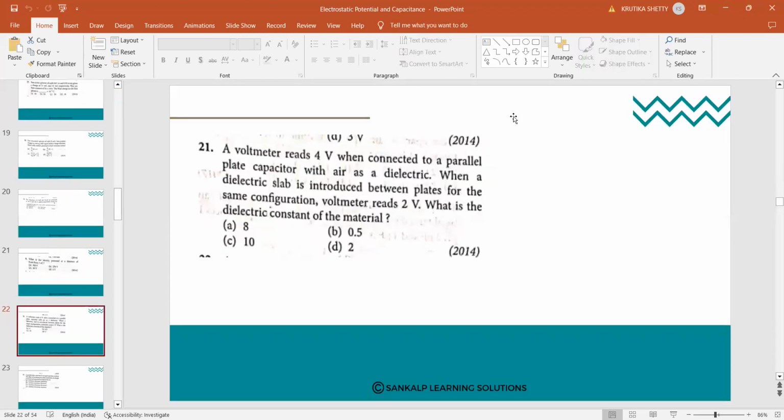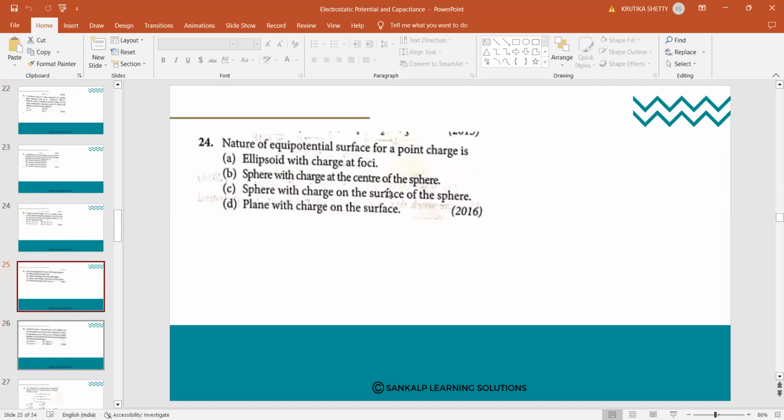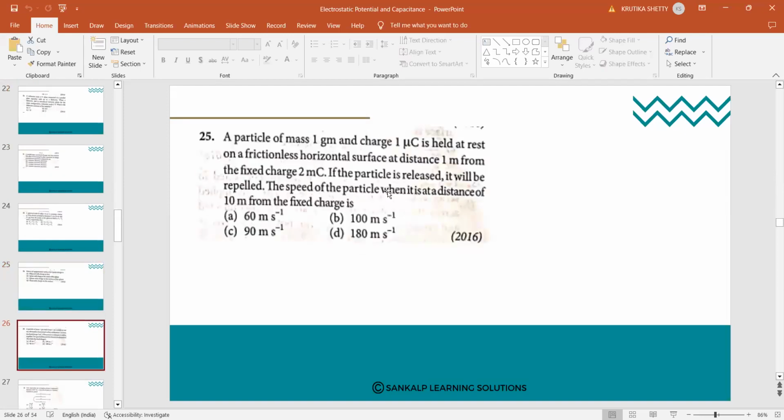Just see if any question is repeating, I think this one we have completed. I think we need to continue from this question. I don't think so, this question was completed in the last class.